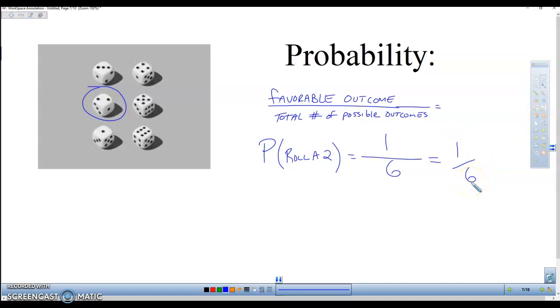Or, as a percentage, you do that in your calculator, 1 divided by 6 is about 0.167, or about 16.7%. When we're doing geometric probability, I'm going to ask you to give answers as fractions and as percentages. To get the percentage, you simply divide the fraction in your calculator and then multiply it by 100 to get the percentage.